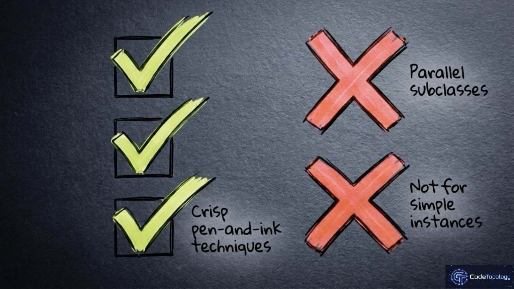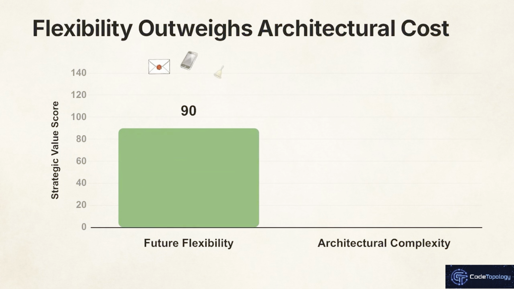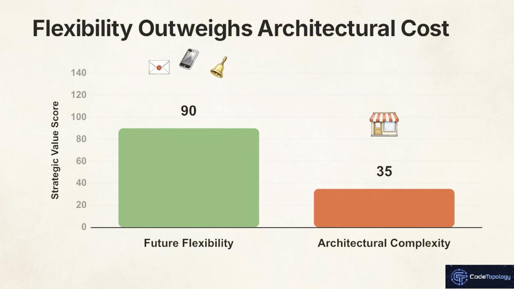Applying this pattern is overkill for trivial object creation. The strict trigger heuristic is this: reach for factory method only when you have one product but many variants, and the future flexibility actually pays for the added complexity today.